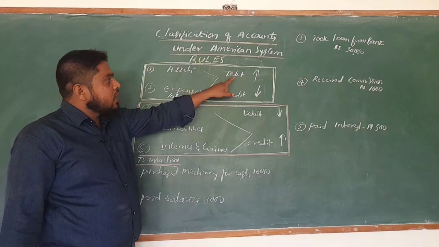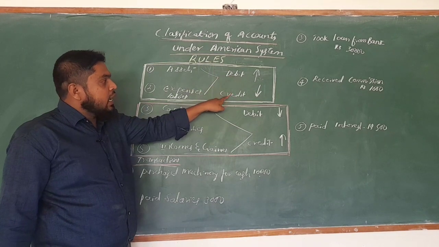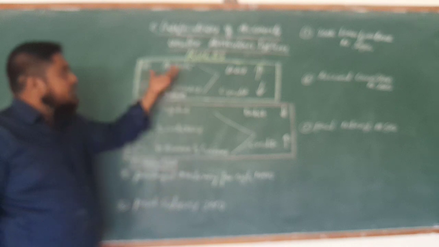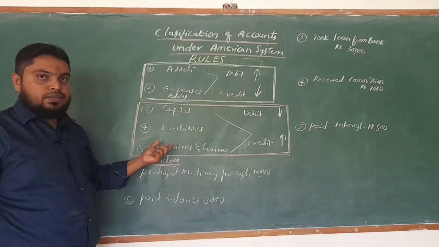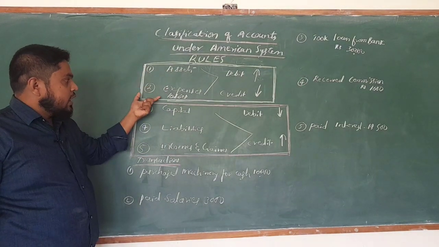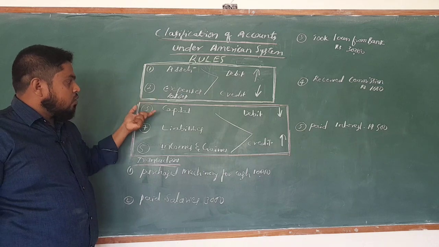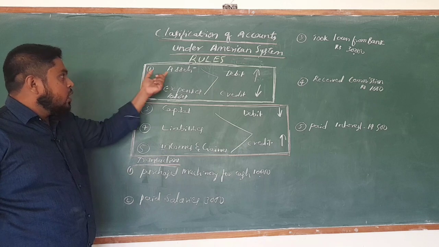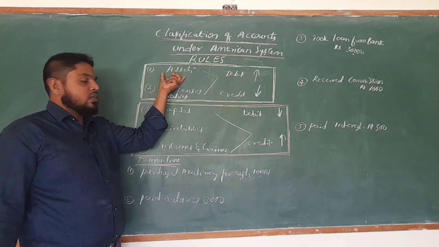are the debit and credit rules. Now, first we should know the classification of accounts here: asset account, expenses and losses account, capital, liabilities, incomes and gains account. This topic I already discussed.